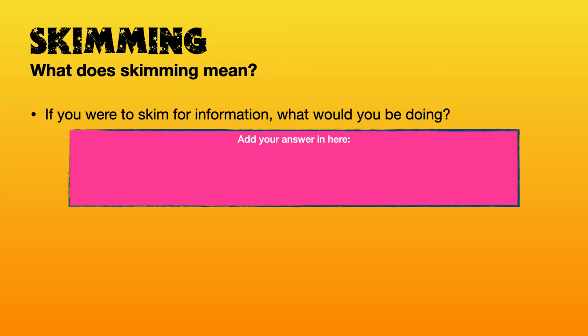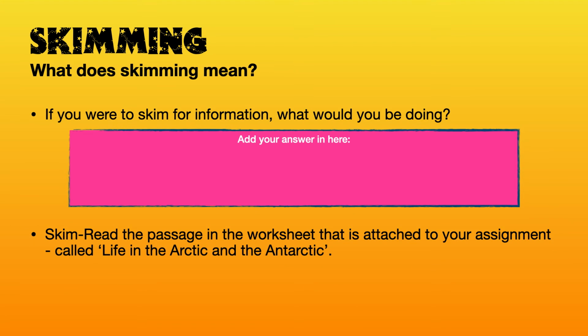Okay, so you've got a passage in the worksheet that's attached to your assignment. So your assignment should have a OneNote page and a Word document attached. And the Word document is called Life in the Arctic and the Antarctic. And what I want you to do is skim read the passage in that worksheet, okay? Now, I don't want you to use Immersive Reader for this, because actually, we're not reading it properly. We're just skim reading it, okay?